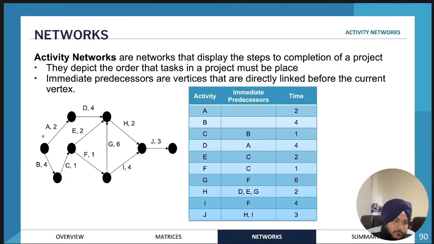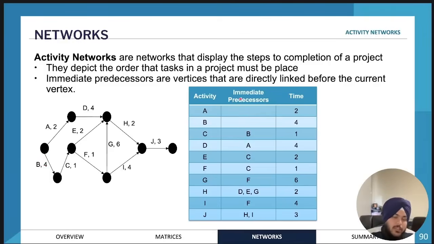So for example, if we're starting at this point and we're ending at this point, the first activities that we need to do are activity A and activity B. And then before we can start activity C, we need to have done activity B. So this is how we read that activity network. And the numbers next to the letters show the approximate time that it's going to take to do those activities. So if activity A is going to take 2 minutes or 2 hours, depending on the question, activity B is going to take 4 hours.